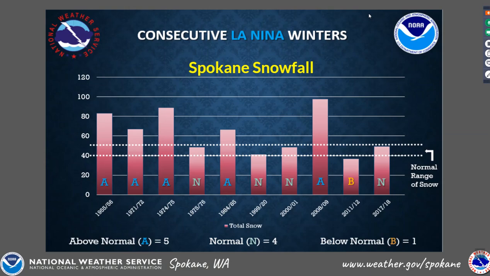But what about our second consecutive La Nina? What does that look like? Well, again, it's kind of a mixed bag. Here's the normal range, these dotted lines. You can see consecutive winters in the 50s through the mid 80s were typically near normal or above normal. But as we've moved into the late 90s through now, it's kind of a mixed bag, where you'll see near normal, below normal, or above normal for the second consecutive La Nina winter.